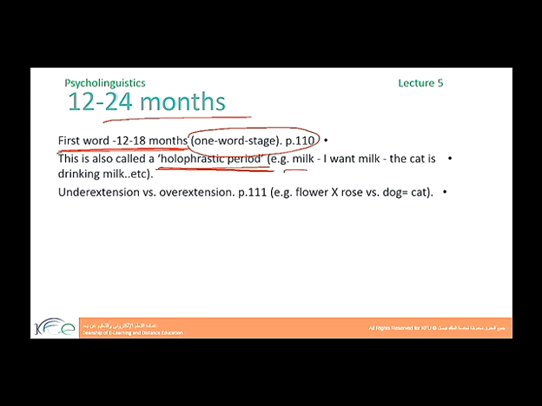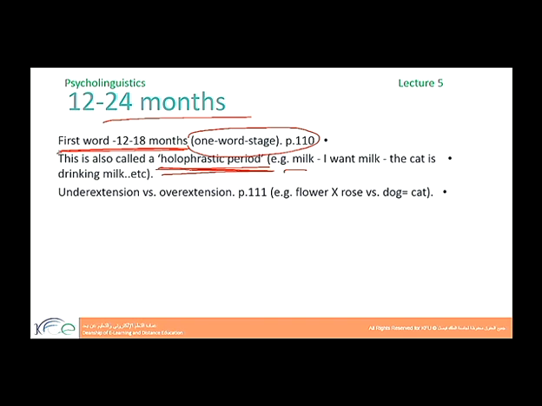Let's take the word milk, for example. Let's just assume that the child now knows the word milk. The child is going to use the word milk to refer to milk, as in I saw milk, or I want to drink milk, or the cat is drinking milk, or simply to refer to his mother. I want my mother, for example. The child is going to say milk. So the child will use that one word to refer to several things, to serve several sentences. And that's why it's called the holophrastic period. So using one word to refer to many things.